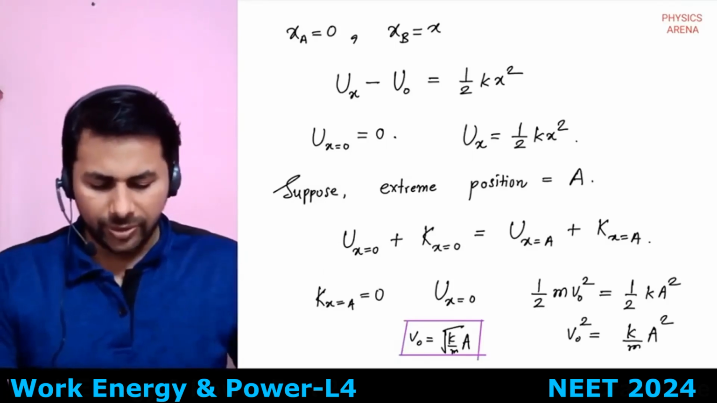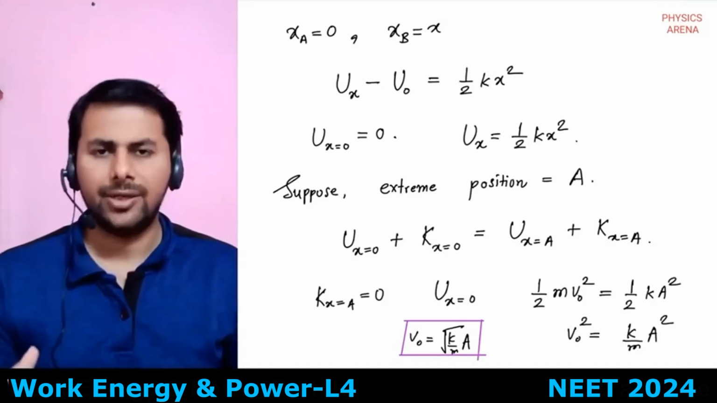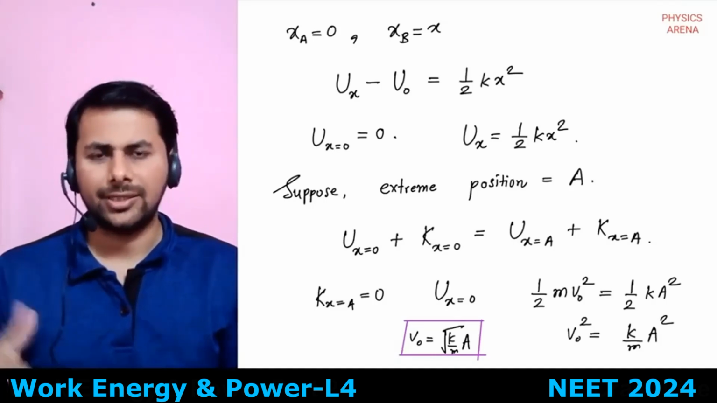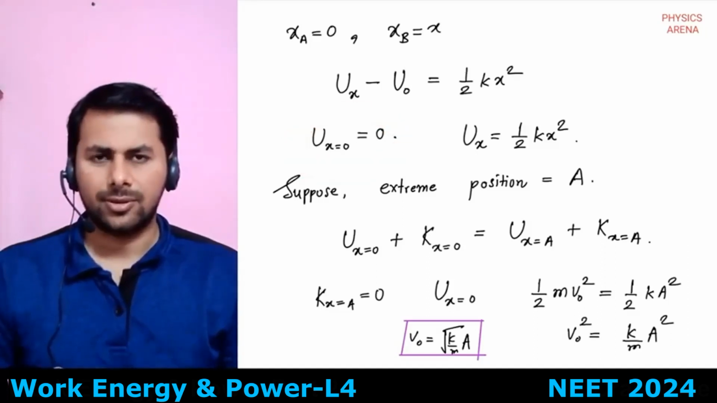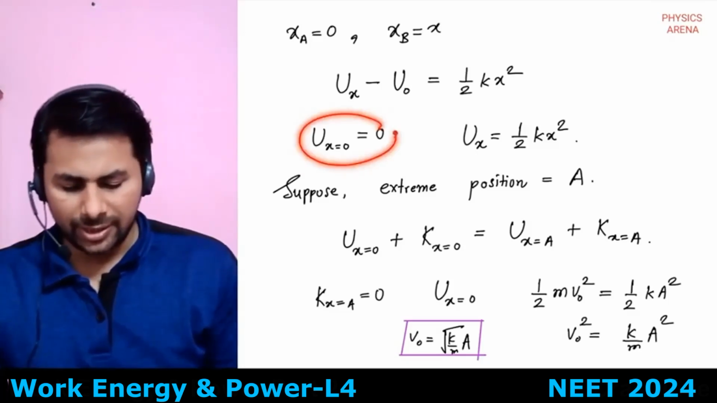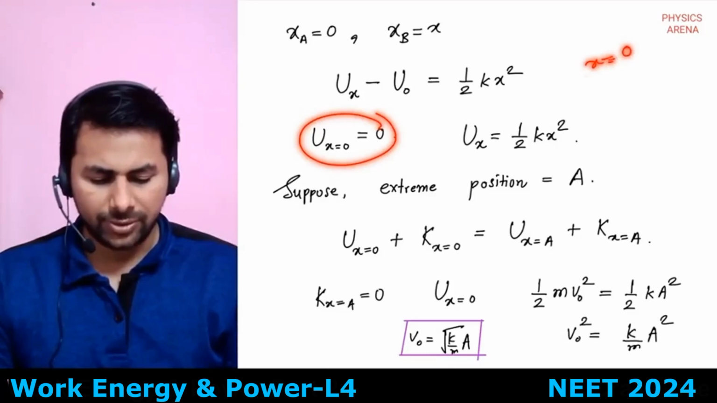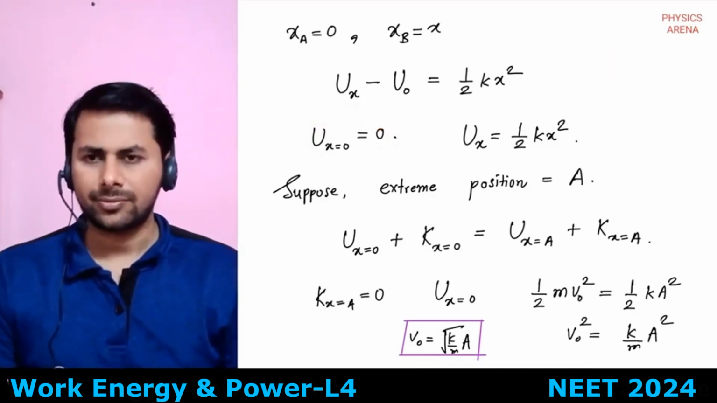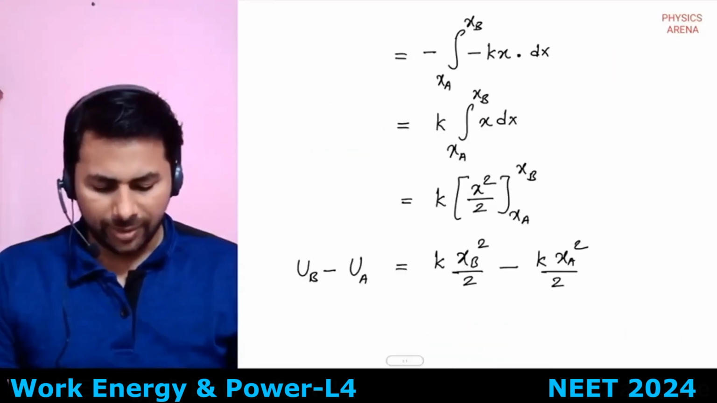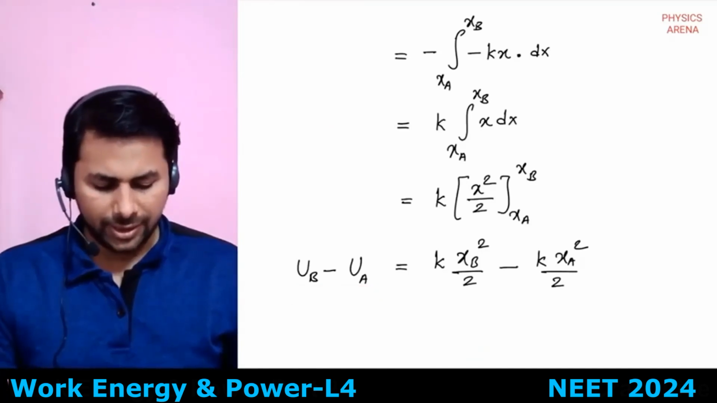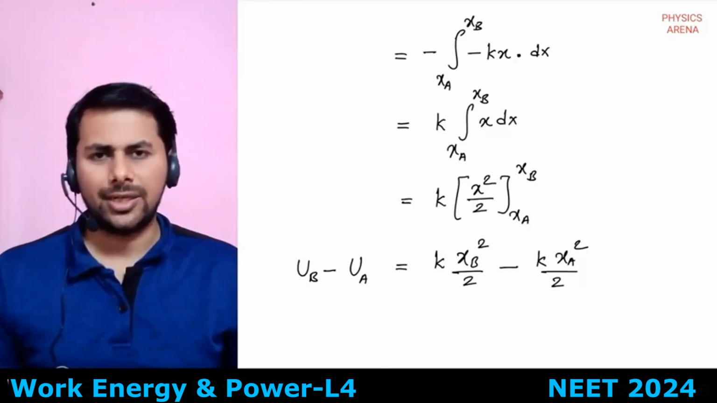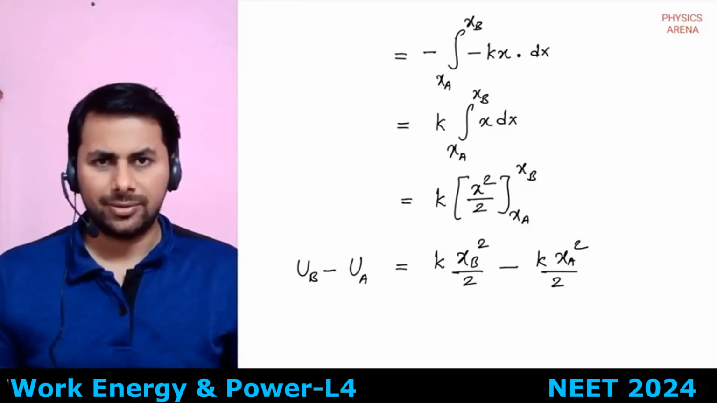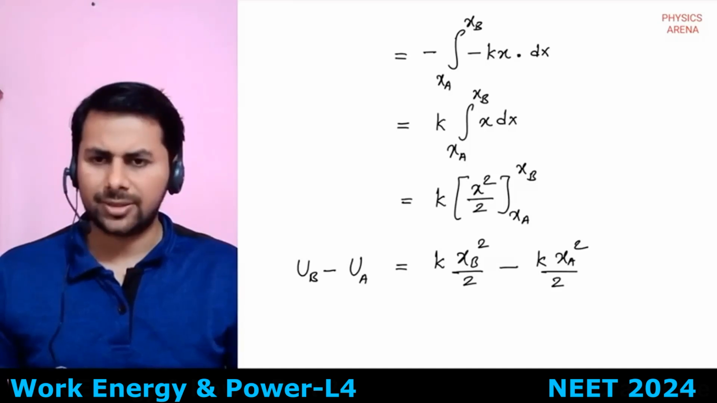But for that, we set the potential energy at x equal to 0 as 0. We have to set it manually, because what we can find out is just the difference in potential energy and not the potential energy at a particular point. Is this point clear? Yes, no?